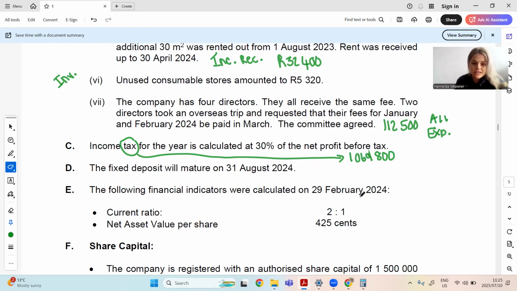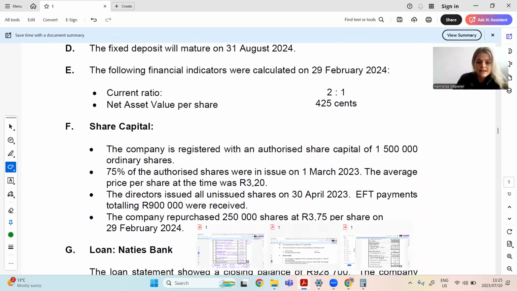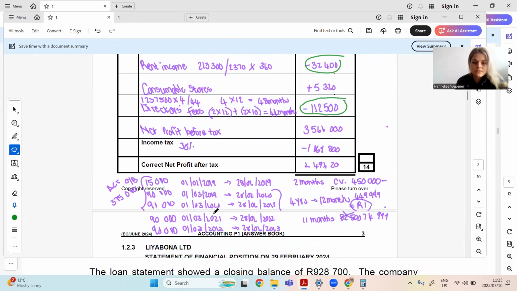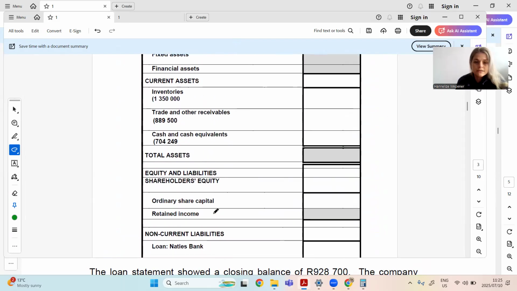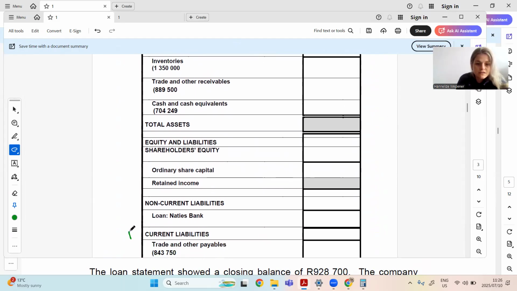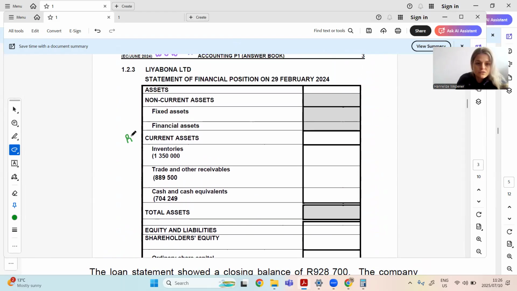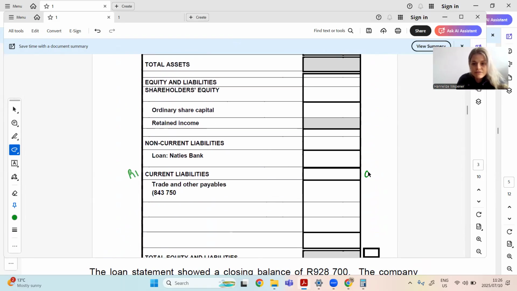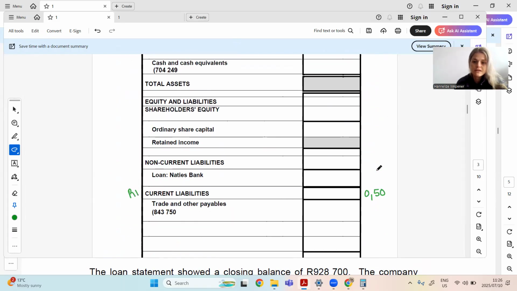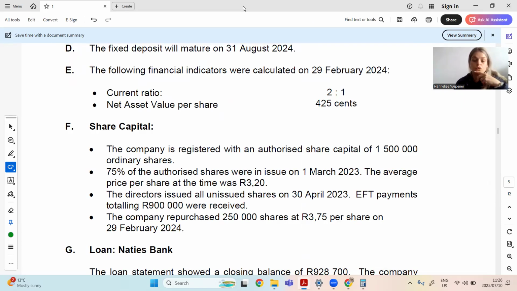And then the following financial indicators were calculated at year end. So they are saying that current ratio is 2:1. In other words, for every R1 in current liabilities, I have R2 in current assets. Therefore, I can also say for every 1 rand in current assets, I have 50 cents in current liabilities. Okay, same thing, just writing it in different formats. That's why it's important that you actually know your ratios.